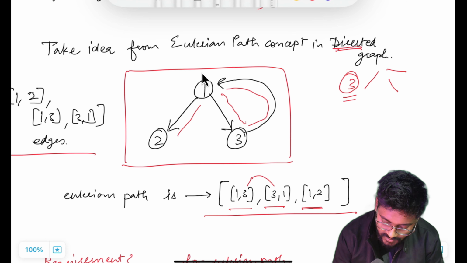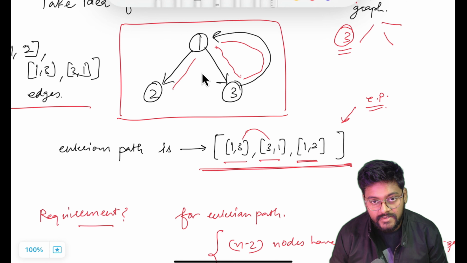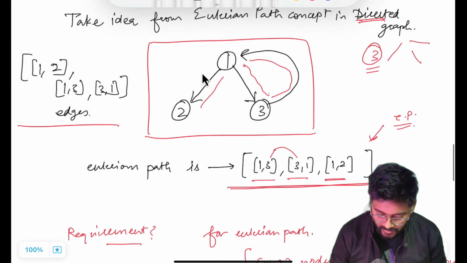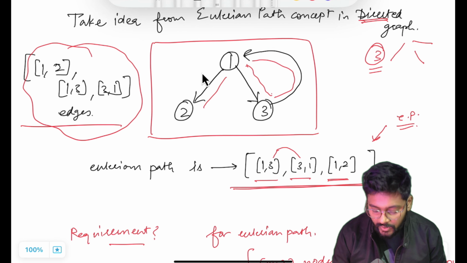First ended at 3, second started at 3, second ended at 1, third started at 1. In this way we have covered every single edge of this graph. Now this path, this arrangement, will be called Eulerian path. And this is the same thing we have to do in the problem statement. The edges are given in some random order and we have to arrange those edges in such a way that we are able to get the Eulerian path.